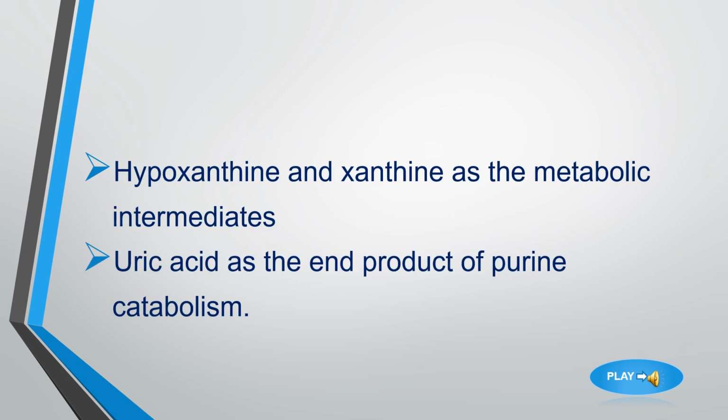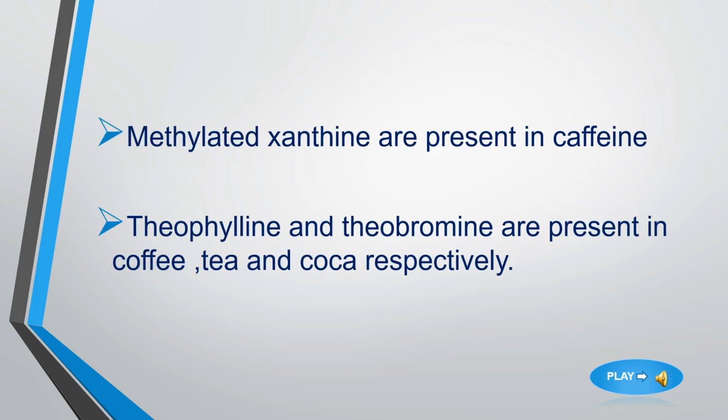Hypoxanthine and xanthine are metabolic intermediates, and uric acid is the end product of purine catabolism. Xanthine is converted to hypoxanthine, and hypoxanthine is converted to uric acid with the help of the enzyme xanthine oxidase. Other examples are methylated xanthines: caffeine, theophylline and theobromine, present in coffee, tea, and cocoa respectively.